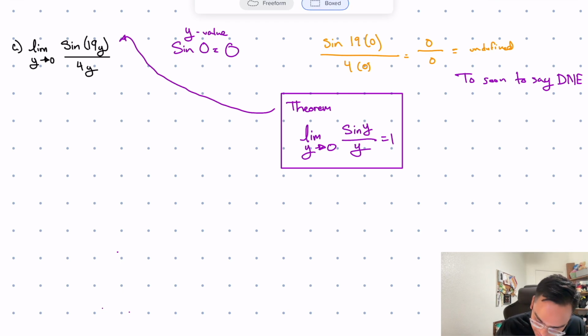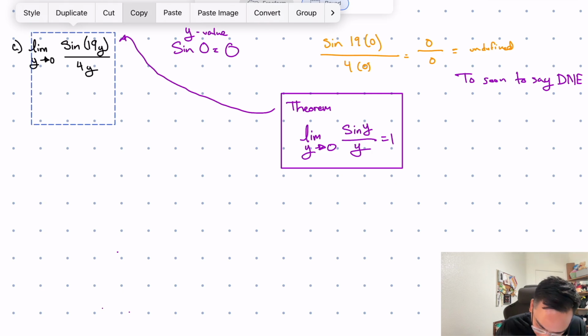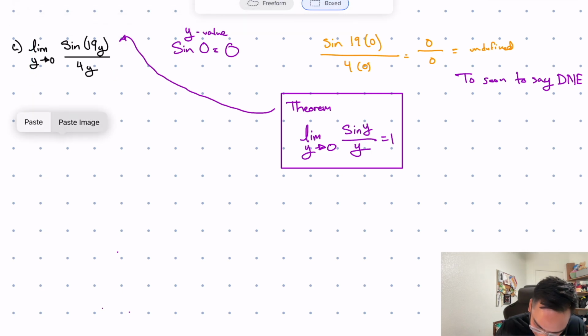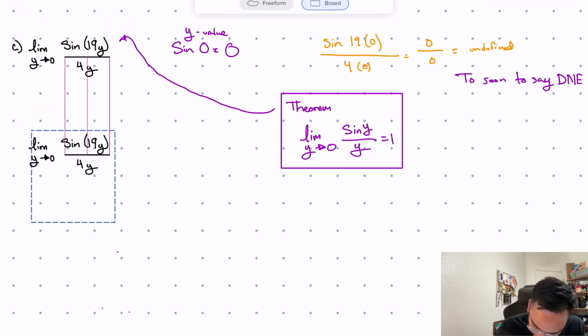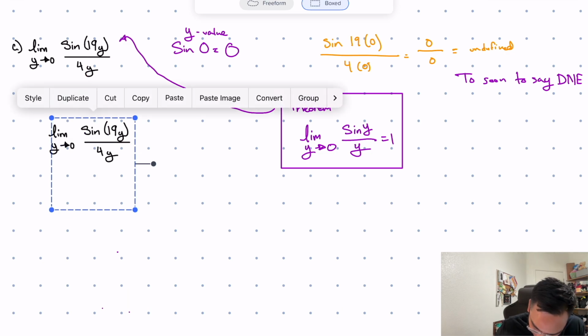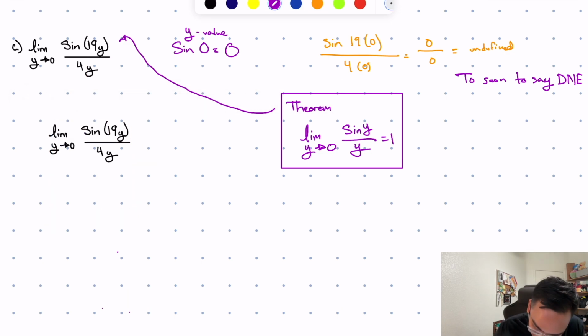Well, there's a couple things we can do. So copy this problem down. There's a couple things we can do. The way I'm going to say it is, what we need to do is make y equal to y, which means that we need to multiply this number by a fancy one.